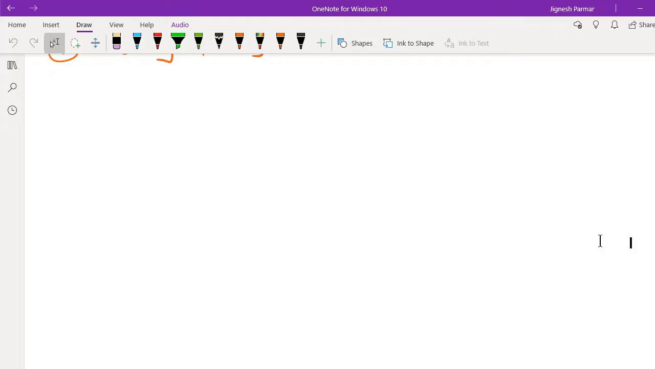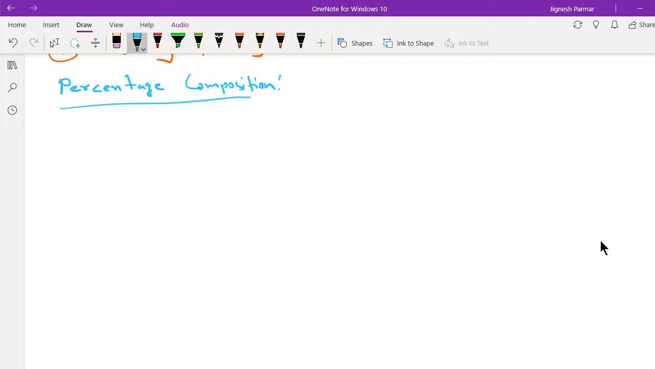Dear students, today we will study percentage composition. As we have started with the mole concept, now we will study percentage composition. What is percentage composition? Let us understand this one by one.